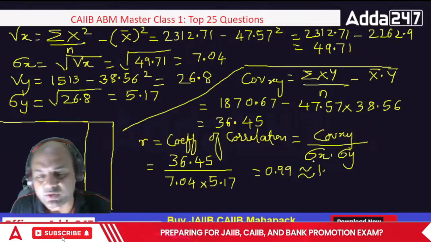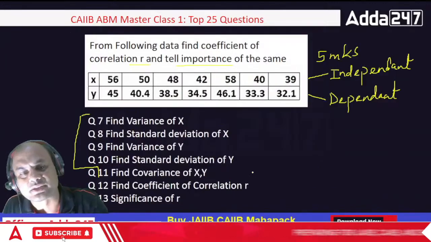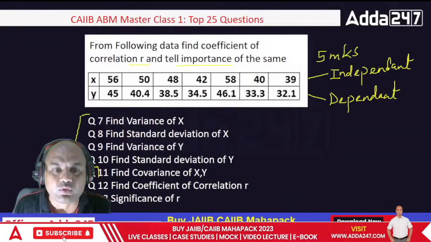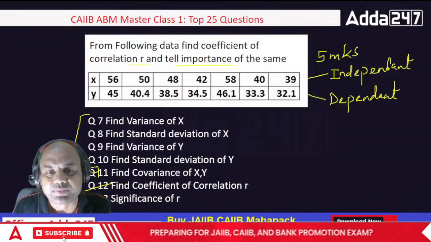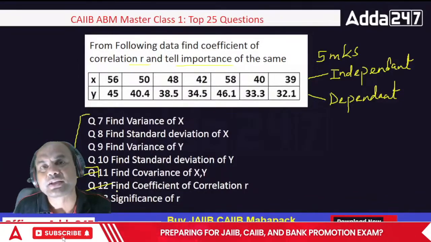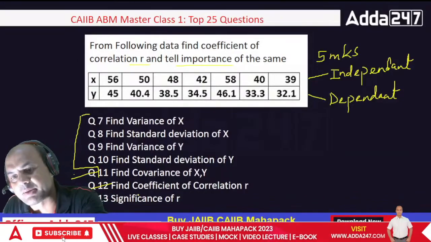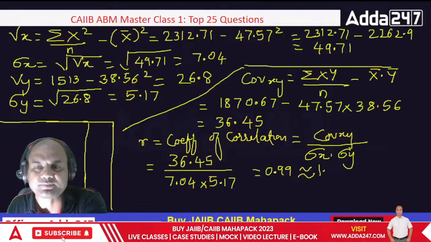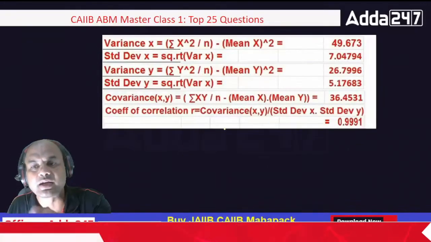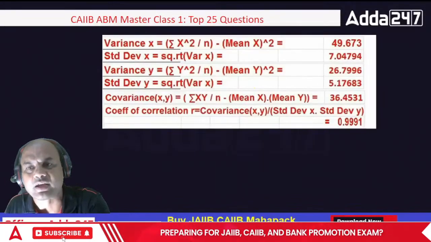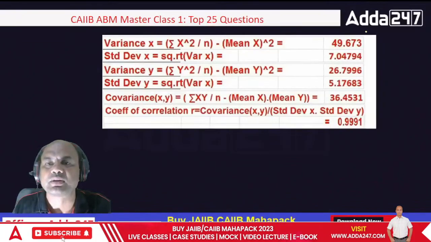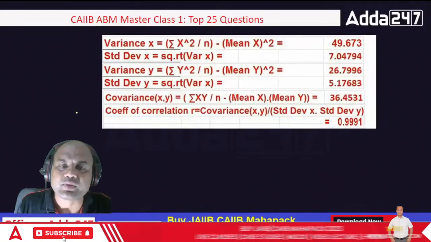So what do you mean by this? What is the last question asked over here? Find R. Covariance is asked, done. Coefficient of correlation is asked, done. Now the significance of R. Significance means what is the importance of this. I'll write it over here, as I've brought all these answers on the table. So what is the significance of R?